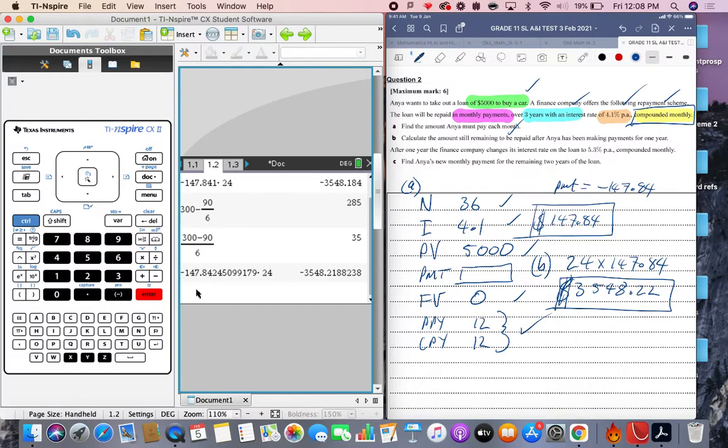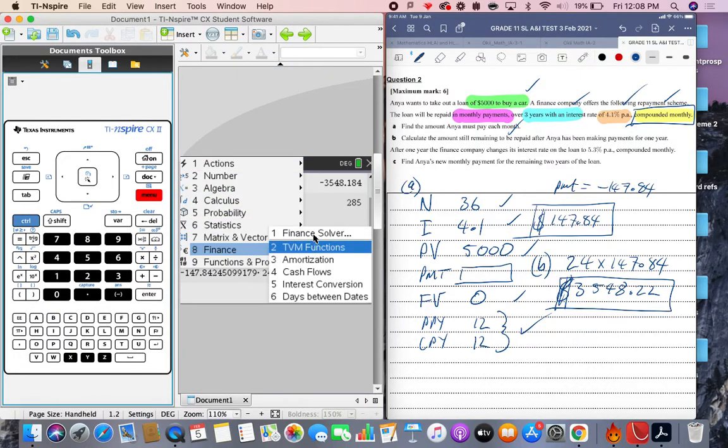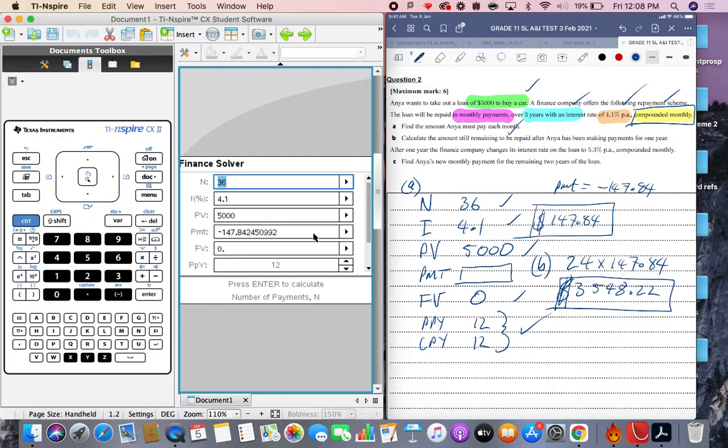So let's go to Finance Solver again. Menu, Finance, Finance Solver. Okay, so there's 2 years of payments to make here. So what do I do with the N? What's it changed to? 24, beautiful. Interest rate now? 5.3, horrible. And here's the key. What's the present value of the loan that I need to pay back? Yeah, it's this new amount, right?